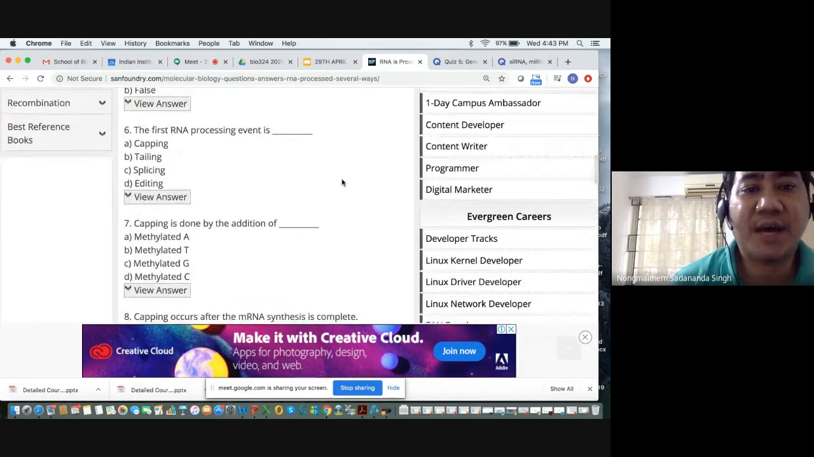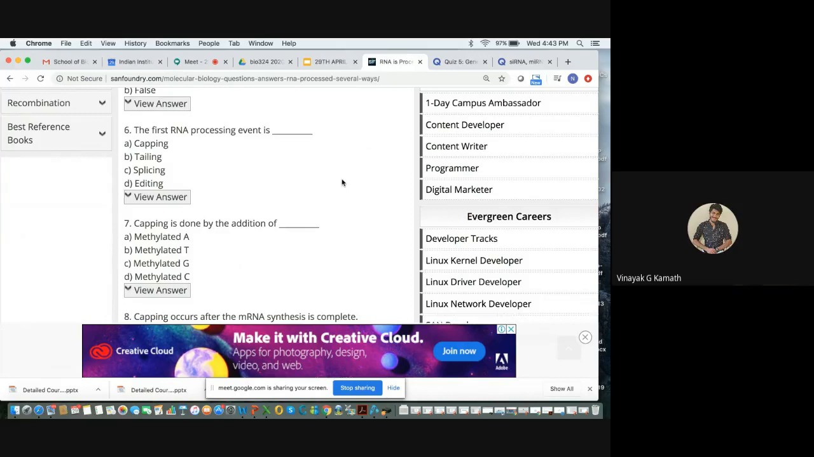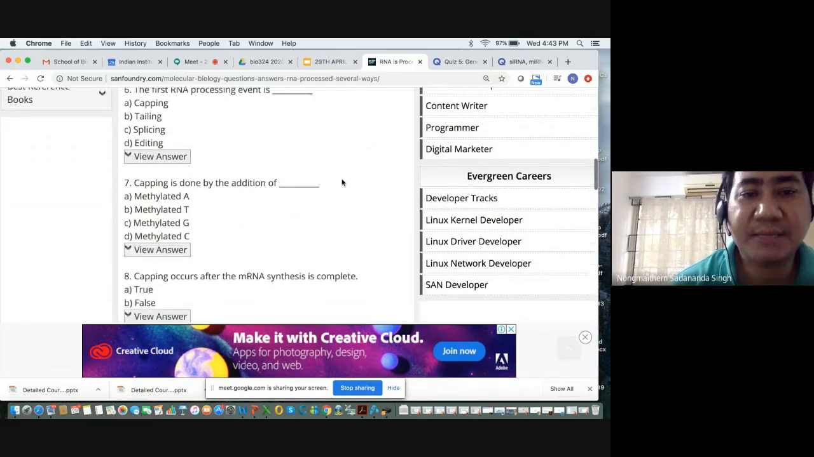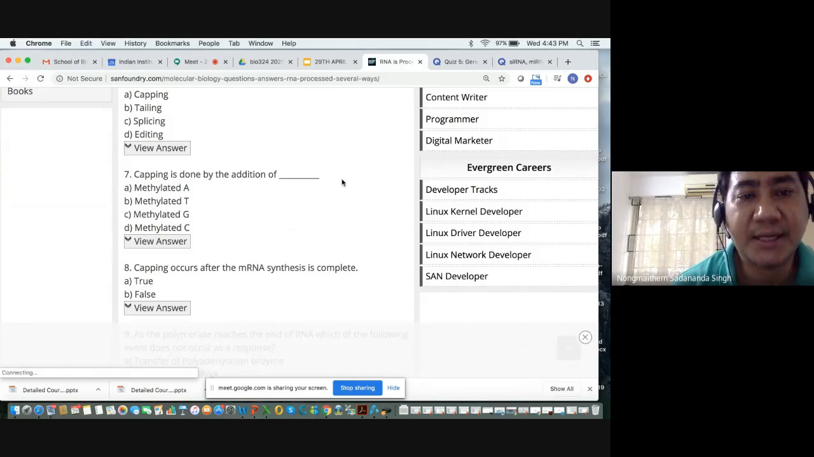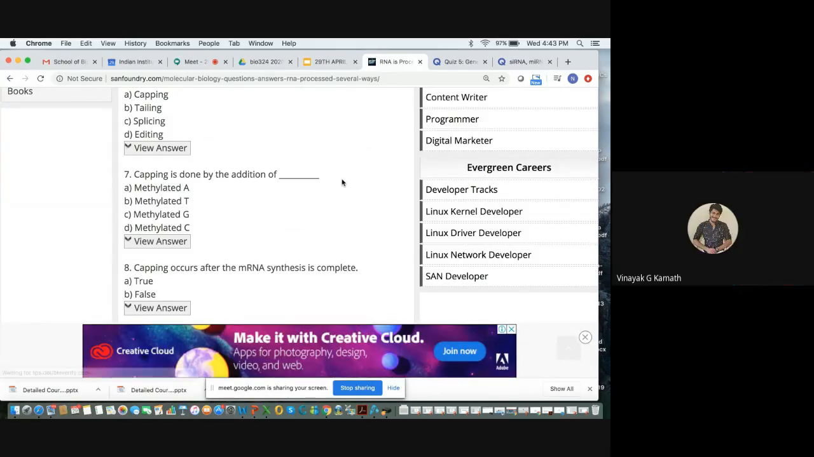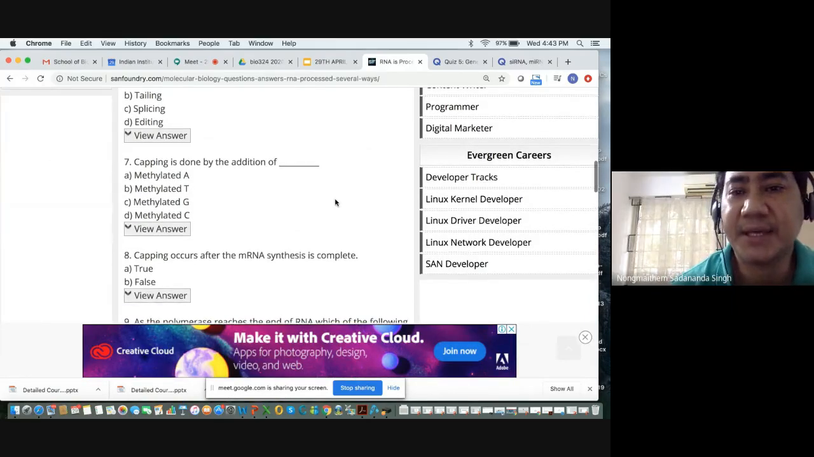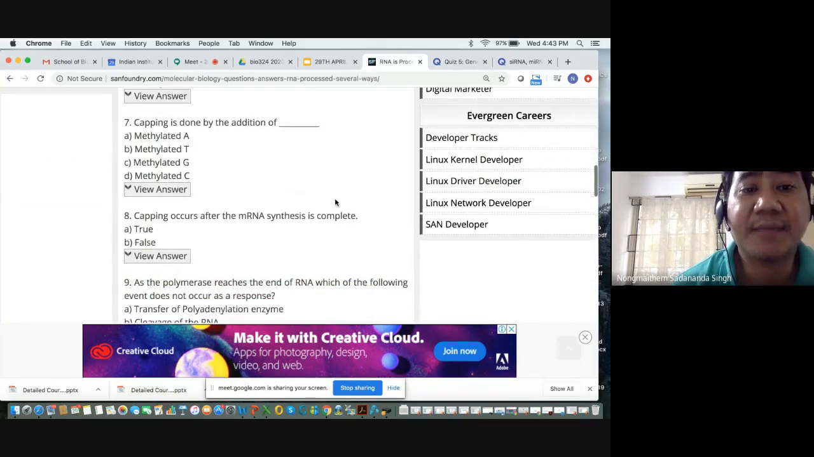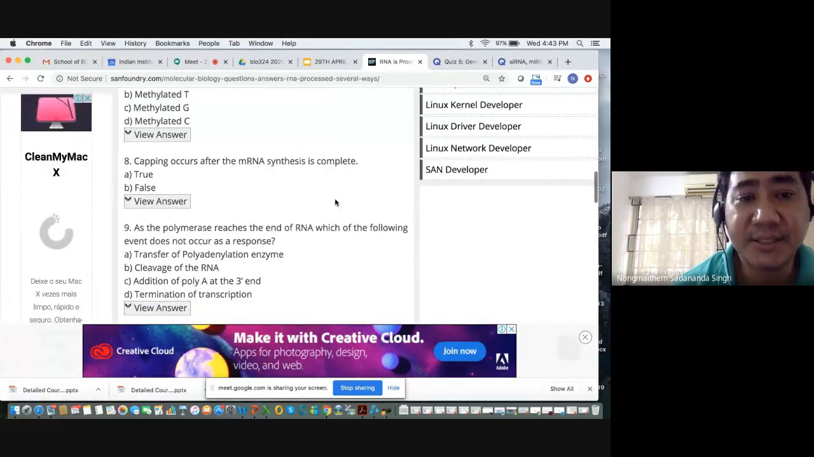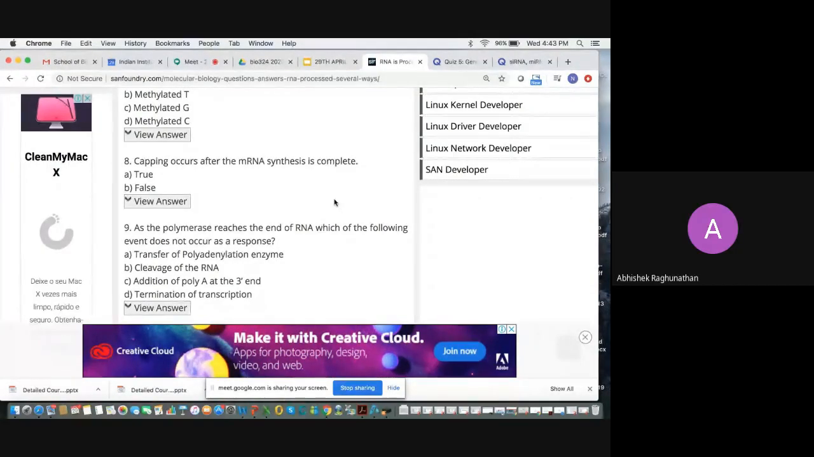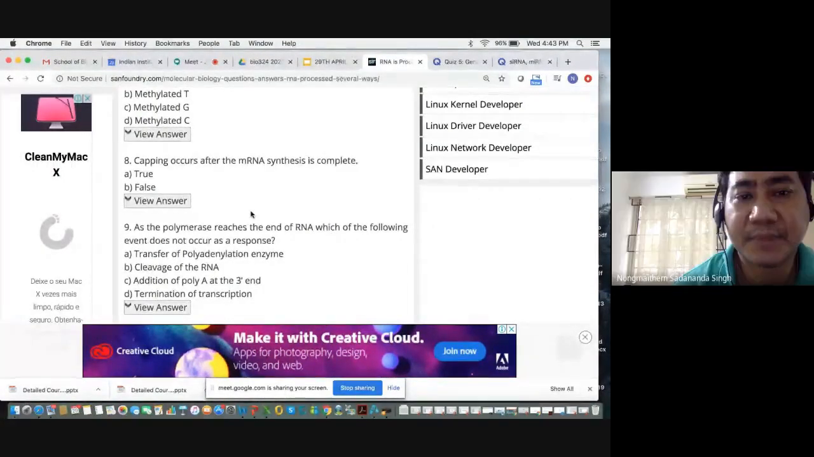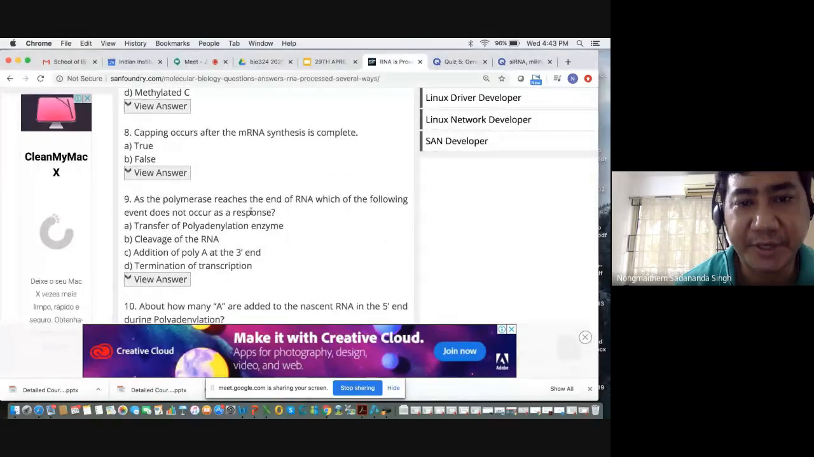Then, the first RNA processing event is, this one is simple: capping, tailing, splicing, or editing. Capping. Capping is done by the addition of methylated G, the m7G cap. Then next, capping occurs after the mRNA synthesis is complete. Is it true? False. It generally starts before that.